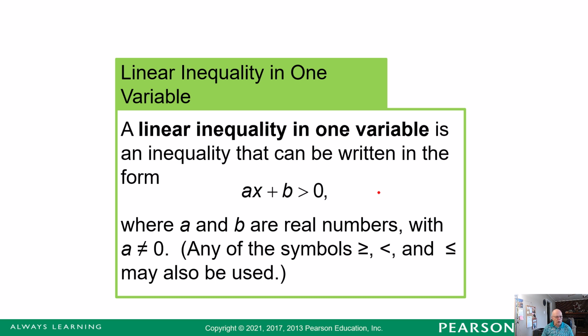Next, here's something that looks similar. It looks similar to AX plus B equals 0, except this time we're going to say greater than 0. Any of these symbols over here can be used. The one we've got is greater than, but you can use any of those three as well. That is a linear inequality. Why is it linear? It's linear because if you look at the x, it's x to the first power. That's what makes it a linear inequality. So it looks like an equation, except it's not quite.